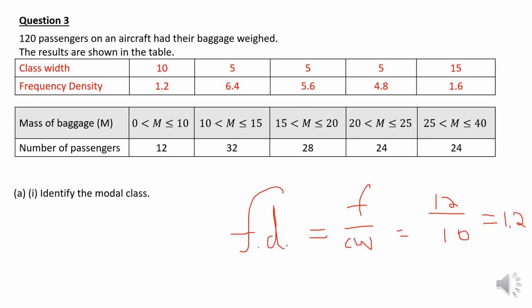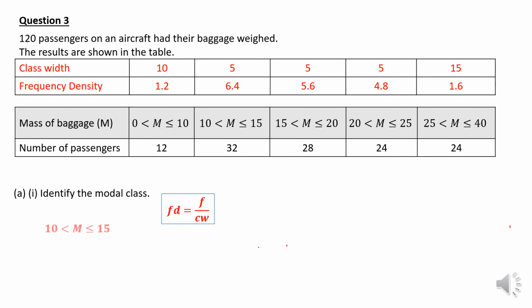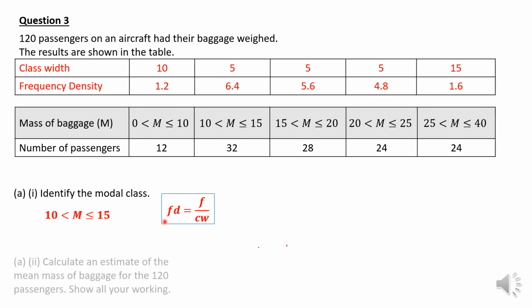Now that I have done that, I can identify the one with the highest frequency density. And as you can see, the one with the highest frequency density is obviously the interval between 10 and 15, because the frequency density there is 6.4. Therefore, it represents the modal class.